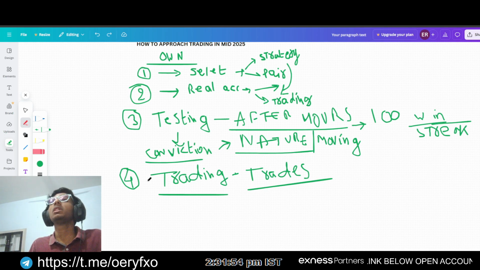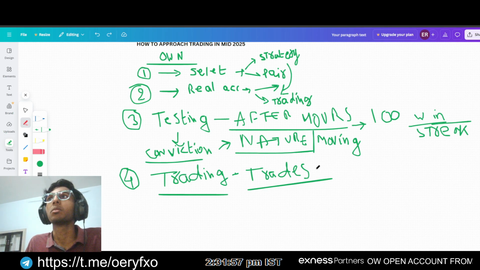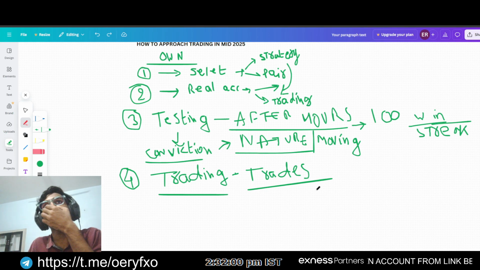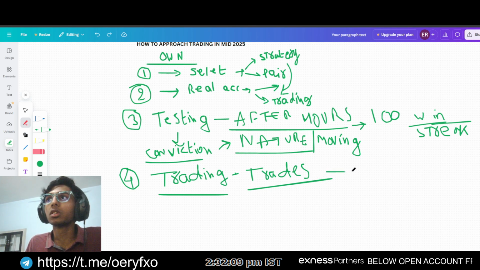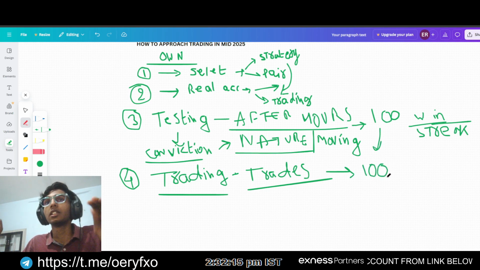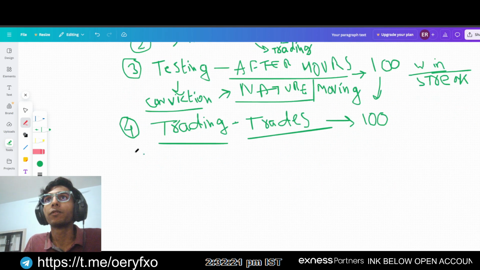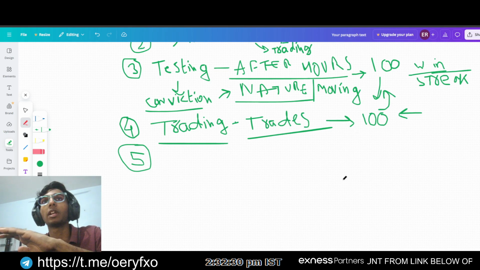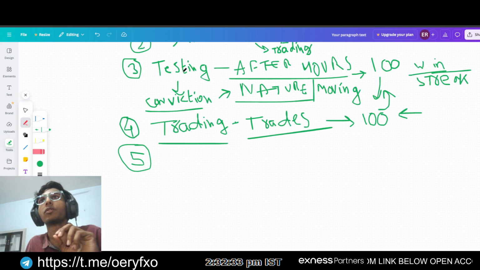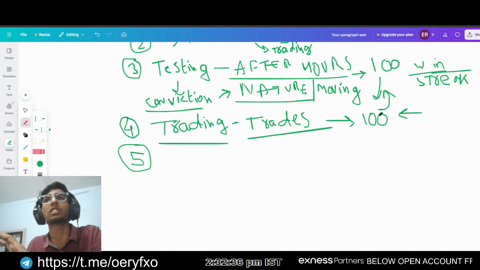Next, we start trading with a real account. Why? You already have the conviction, right? So now you trade the live accounts and test in the live accounts. We'll do the same thing here: take 100 live trades. You're just taking the trades following the rules you created in the testing phase. You won't do something else. Follow whatever you have tested. Take 100 trades, that's it.